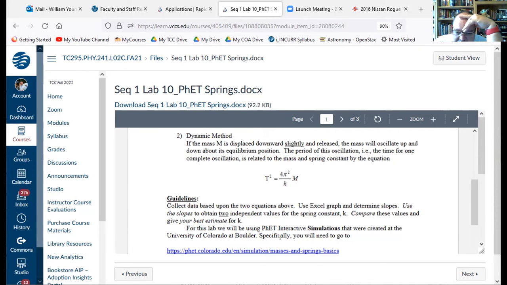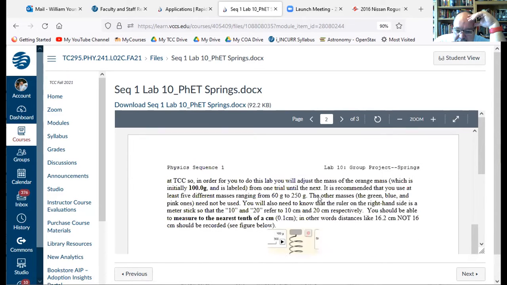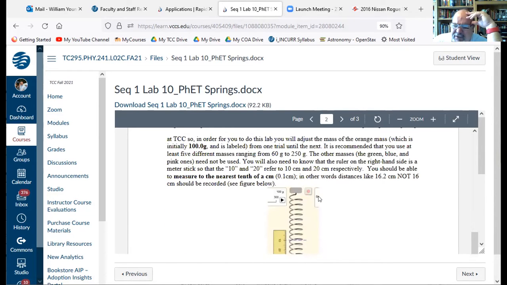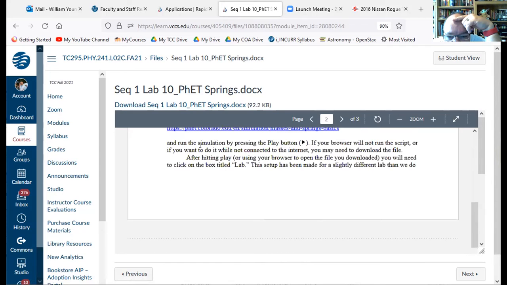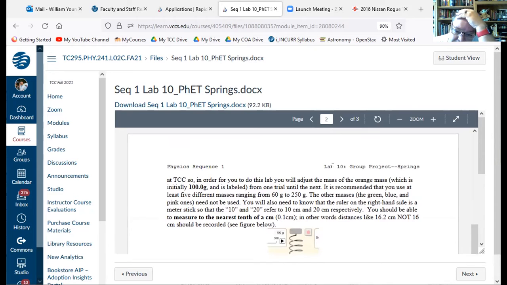You're going to use this PhET simulation software. There's a link. Hopefully that'll work. It tells you about playing it and what part to click on, the lab part, for instance. It also says if you have any problems, you might have to actually download the software. I've never had anybody have any problems. Well, actually one time I think somebody did. Let me read this last sentence. This setup has been made for a slightly different lab than we do at TCC. So in order for you to do this lab, you will adjust the mass of the orange mass, which is initially at 100.0 grams.